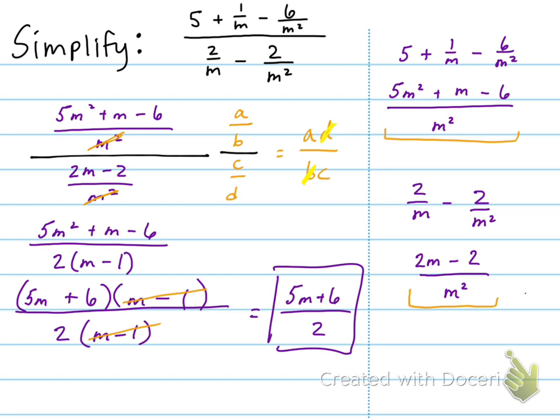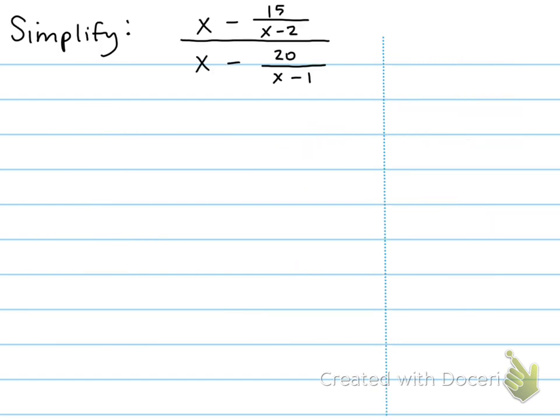Okay, now we're going to use that idea with this next problem. So here's example 3. We're going to simplify x minus 15 over x minus 2, divided by x minus 20 over x minus 1. So again, off to the side, we're going to put together the numerator, and find the common denominator of said fraction. So we have x minus 15 over x minus 2.